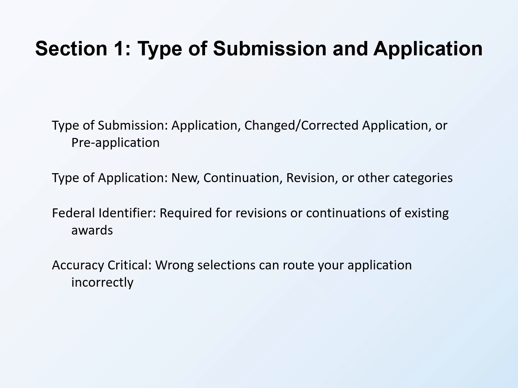Federal identifier is required when your application relates to an existing federal award. For continuations or revisions, enter the grant number of the existing award. For new applications, this field is typically left blank unless the NOFO specifies otherwise. Accuracy in these selections is critical because wrong choices can route your application incorrectly within the agency's processing systems. An application marked as continuation when it should be new may be processed differently than intended.